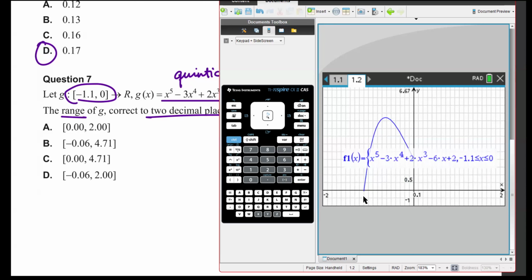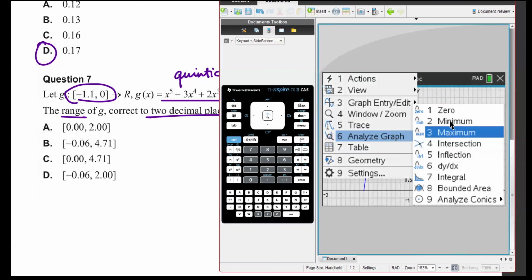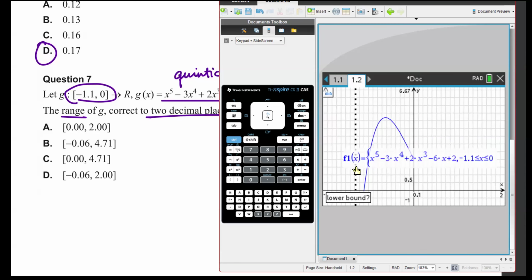And yeah, let's have a look. Menu, analyze graph. Is this the lowest value? Oh, okay. It's not actually 0. It's slightly lower than 0. And then I just need to look at the upper bound or the largest y value.